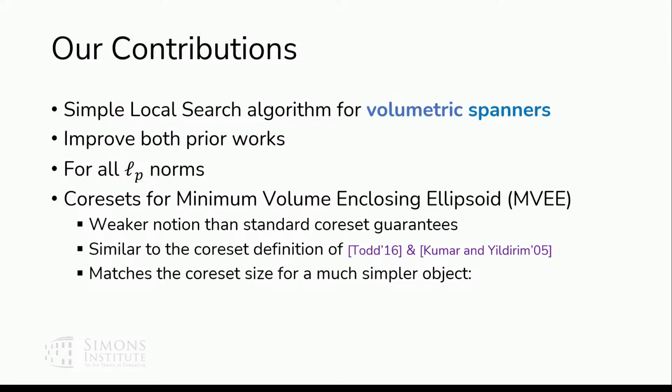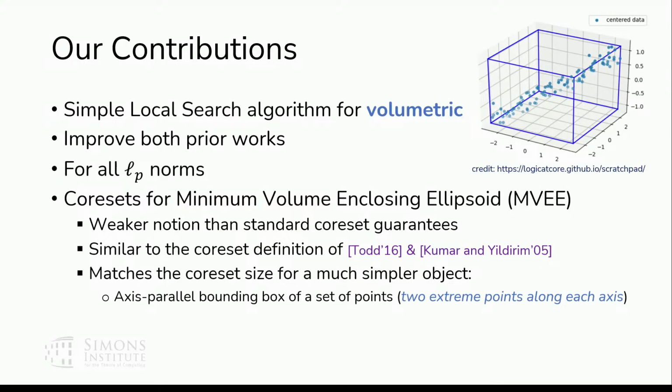Conceptually, it's interesting if you think about a much simpler object. If you're given a set of points and want to find the axis-parallel bounding box of these points, you also need only 2d many points. You just pick the extreme points along each axis, and that's basically a coreset for the axis-parallel bounding box. So in some sense, we are looking at the ellipsoid, but the coreset size is still the same as for this very simple object.